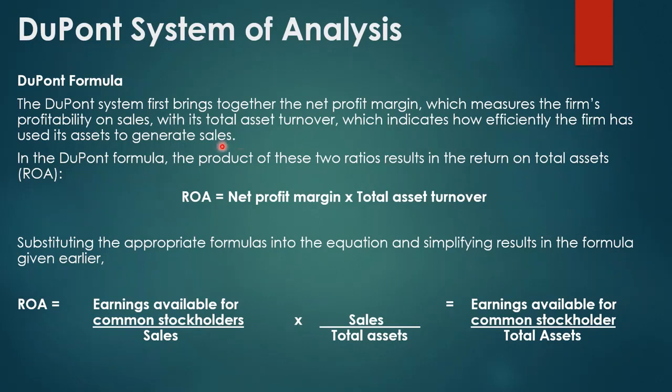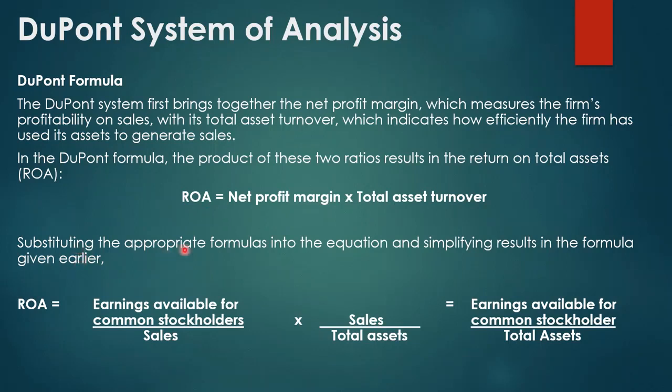So, pinapakita nito, kino-combine nito, kino-consolidate nito yung net profit margin ng company sa total asset turnover nito para makita yung relationship ng operations ng company, a more informed view. Mas nakikita mo yung a clearer picture, kumbaga. In the DuPont formula, the product of these two ratios results in the return on total assets. At makita natin dito, ROA, ito yung nakita natin kanina, di ba? Net profit margin times the total asset turnover.